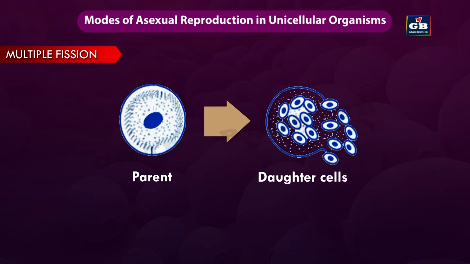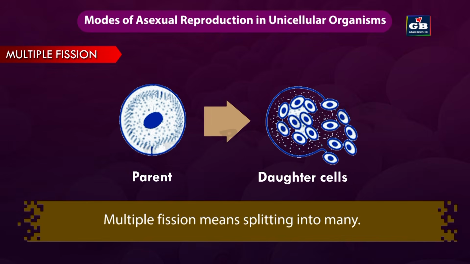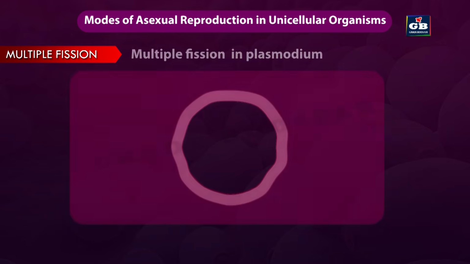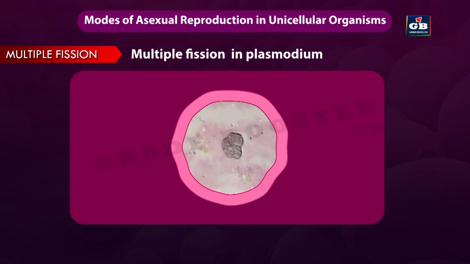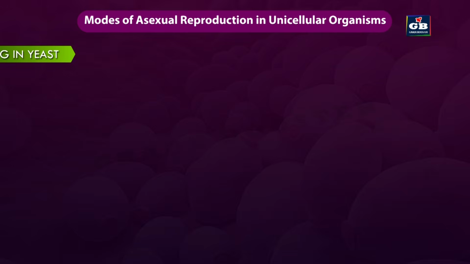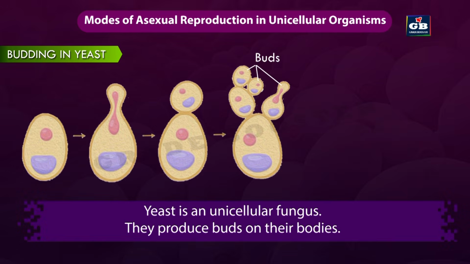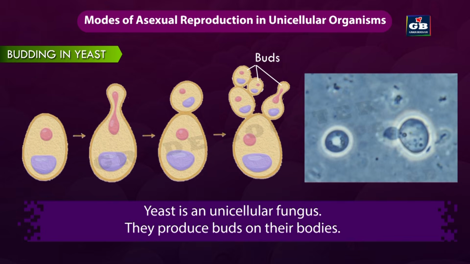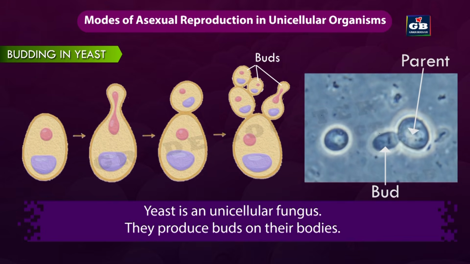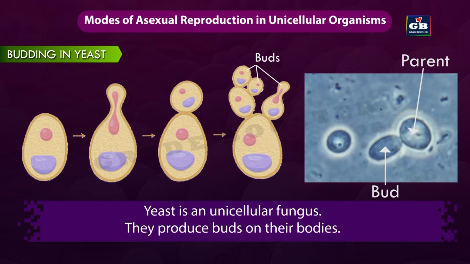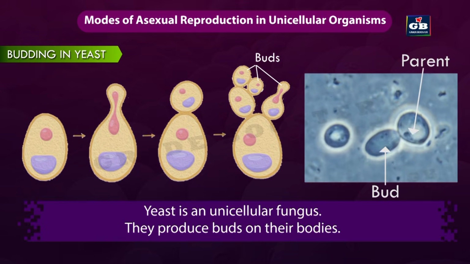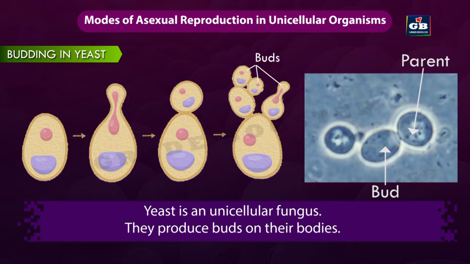Multiple fission. Multiple fission means splitting into many. That means one organism splits into many new organisms. Certain single-celled organisms like Plasmodium reproduce by multiple fission. Next one, budding. Yeast is a unicellular fungus. They produce buds on their bodies. These buds get separated and grow into an individual organism. This mode of reproduction is called budding.